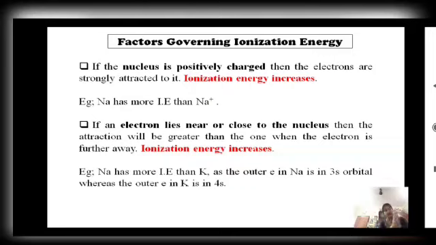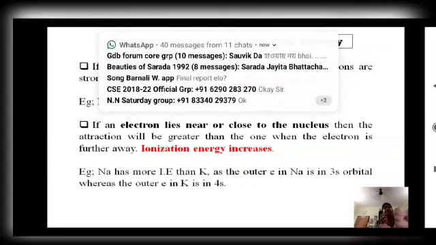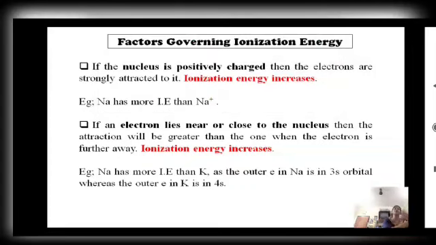Number 4, we can say, is the arrangement of electrons. We know that orbital electrons have subshells. If the electrons are paired, then naturally they are in a stable configuration, so more energy will be required to release the outermost electron.